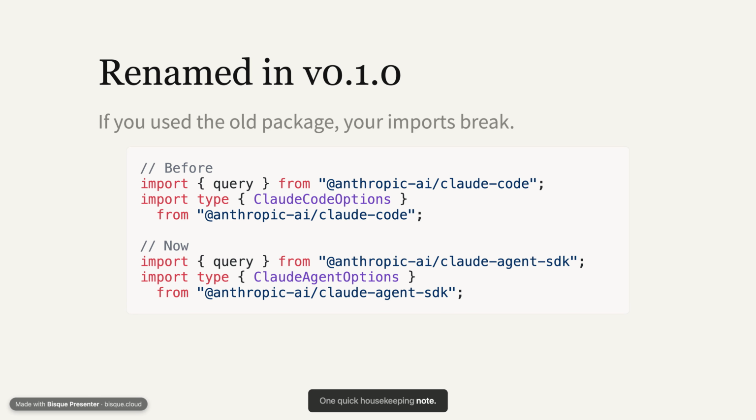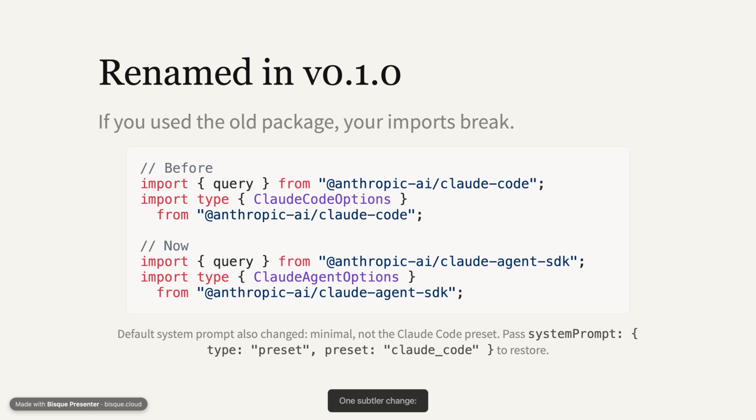One quick housekeeping note. If you used this SDK before version 0.1, the package was called Claude Code. It's now Claude Agent SDK. The options type was renamed from Claude Code Options to Claude Agent Options. One subtler change: the default system prompt is now minimal. Before, you got the full Claude Code preset for free. If your old agent suddenly forgot how to code, set system prompt to the preset explicitly. We'll come back to system prompts in episode 6.